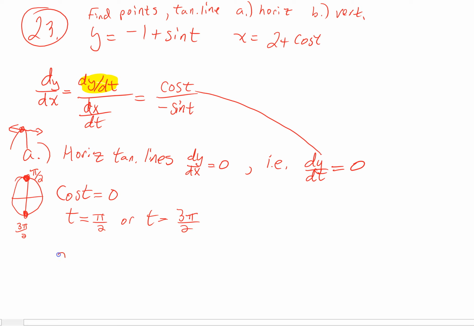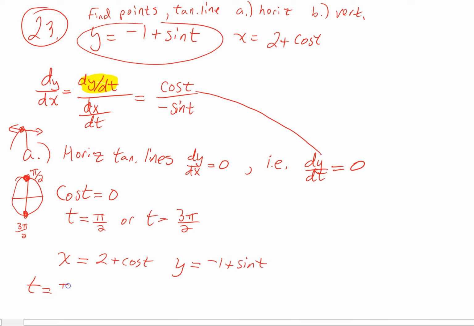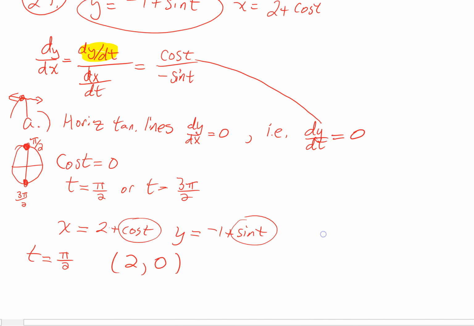Well, remember that our x-coordinate is 2 plus cosine of t. Our y-coordinate, and we're looking up here, is -1 plus the sine of t. So when t is equal to pi over 2, well, the cosine of pi over 2 is 0. 0 plus 2 is 2. The sine of pi over 2 is 1, and 1 plus -1 is going to be a 0.